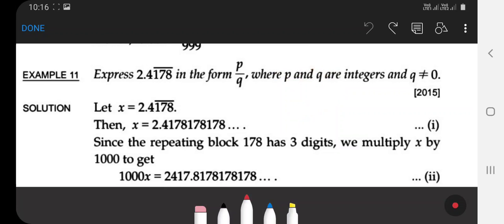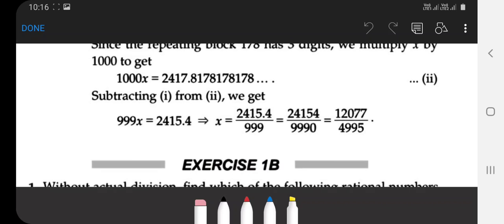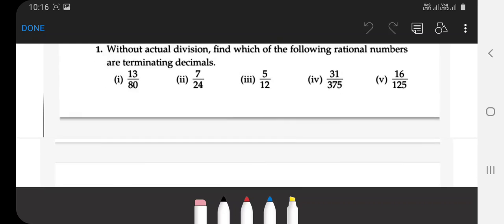Clear? The repeated digits are 3, then you multiply with 1000. So 1000x is equal to 2417.8178178 and so on. Clear, students? Similar step, subtract equation 1 from 2 and you get the result. Like this, you have to do all the questions given in exercise 1B.